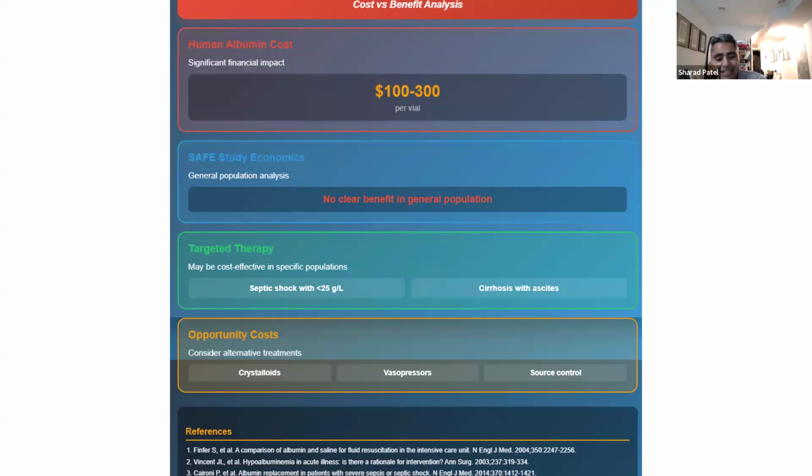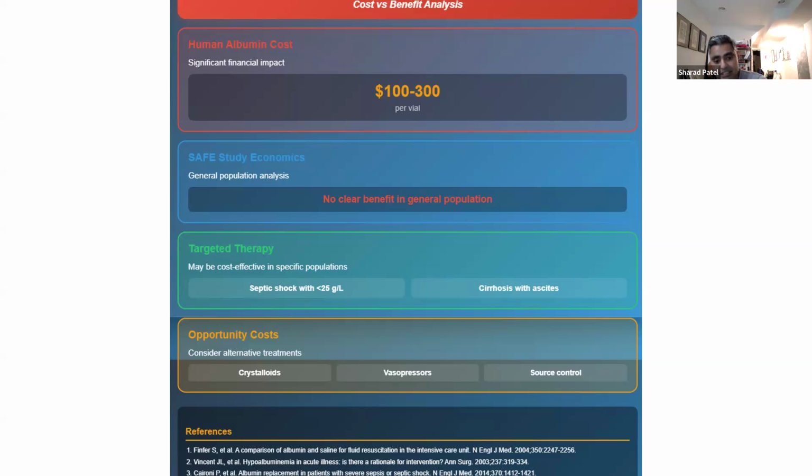The cost of albumin, you have to take this into account as well. In the Western world, we don't think about cost enough, right? For any treatment that you're giving, you want to do a cost-benefit analysis. Crystalloids are pennies to the dollar compared to albumin. So when you're giving albumin, you're giving something dramatically more expensive than the alternative treatment, and you have to think about whether the net benefit is worth the additional cost. The jury's still out on this. In the SAFE trial, when you look at the economics, there's no clear benefit in the general population. So you probably shouldn't make this a default.